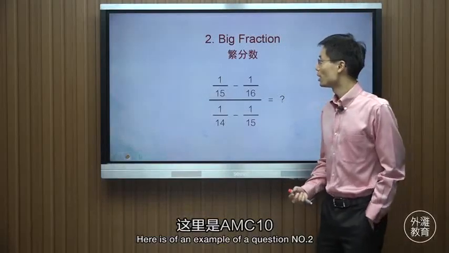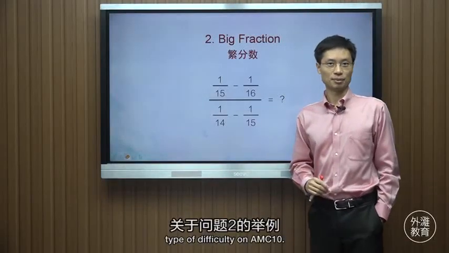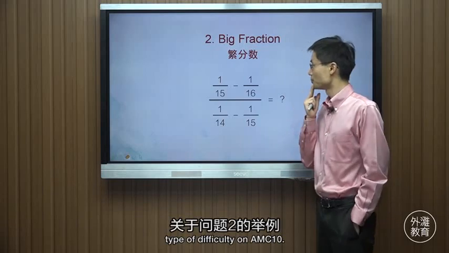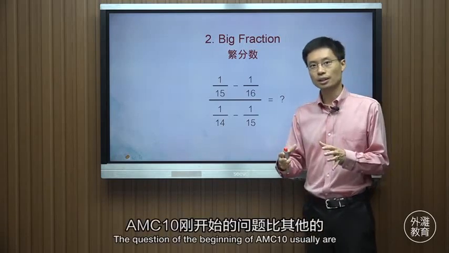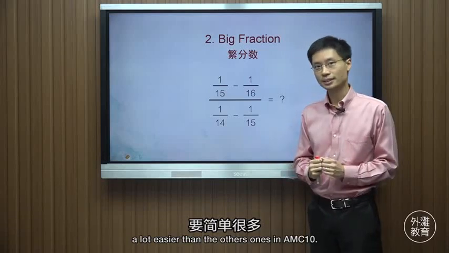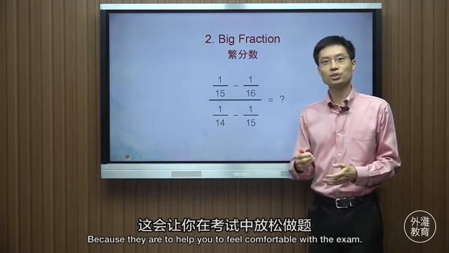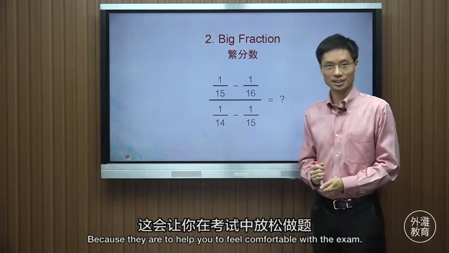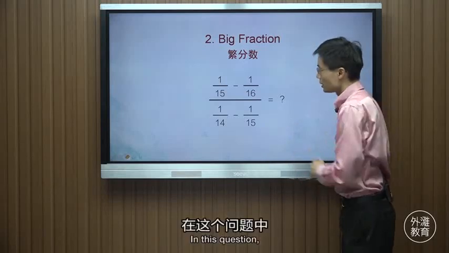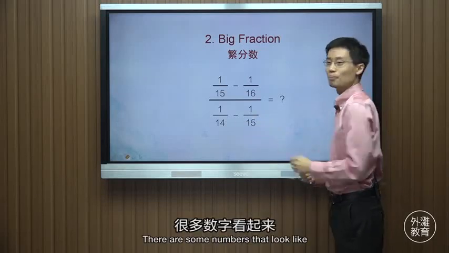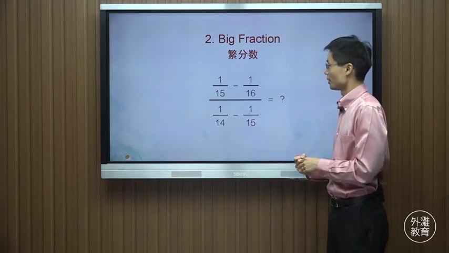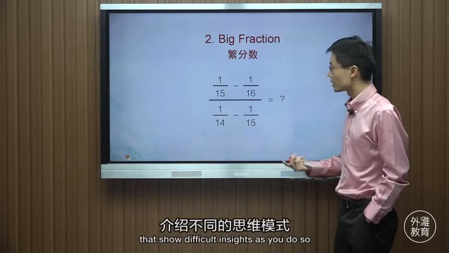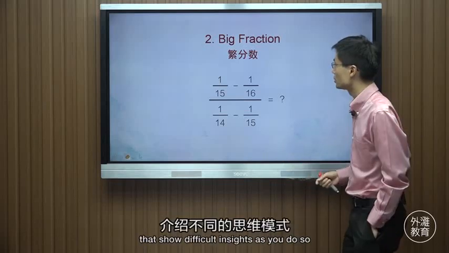Here is an example of a question number 2 type of difficulty on an AMC10. The questions at the beginning of the AMC10 are usually a lot easier than the other ones in the AMC10 because they're to help you feel comfortable with the exam. In this question, there are some numbers that look like it will be very messy to simplify. I want to show 2 ways of doing this that show different insights as you do so.